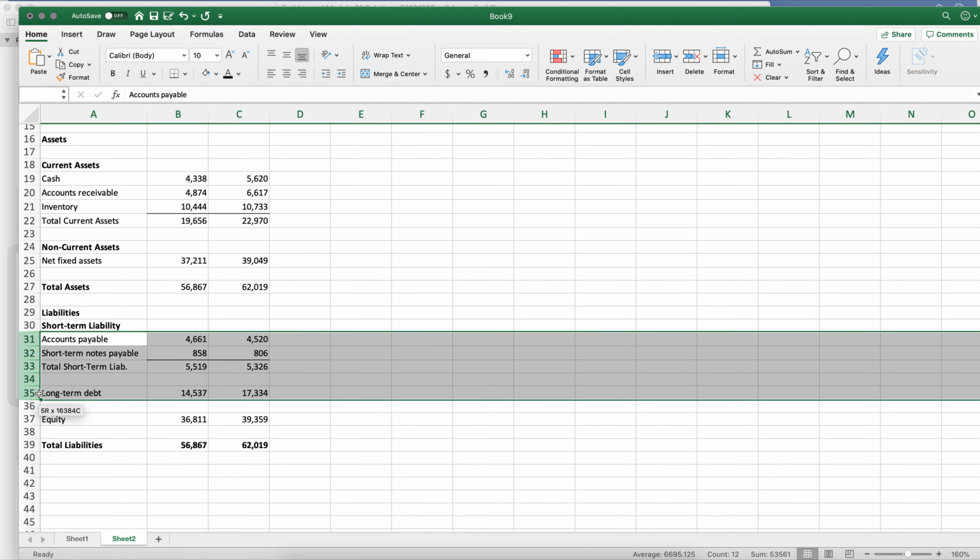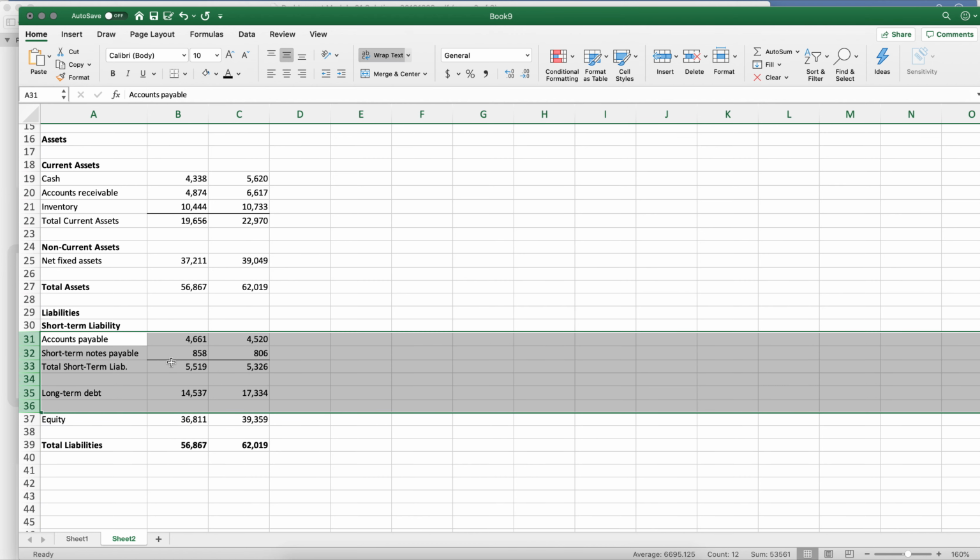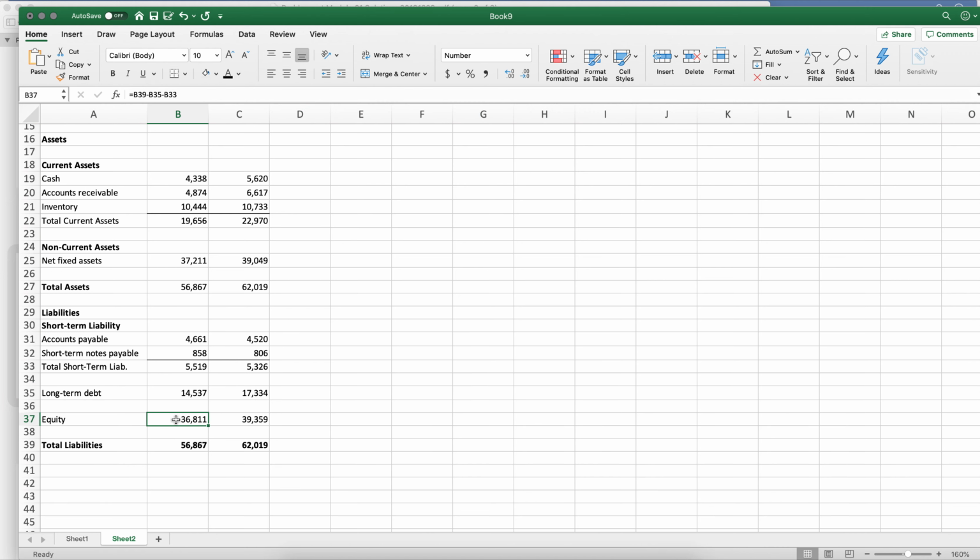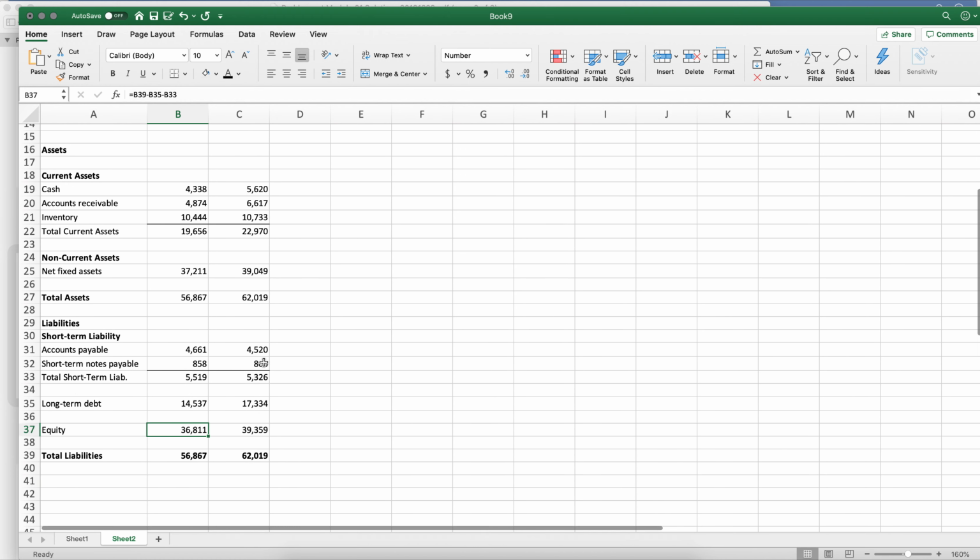These are all the assumptions that he gave us. So we have short-term liabilities from accounts payable and short-term notes payable. We have long-term debt, and then we need some equity number that makes assets equal liabilities, which is something that you should have learned in your accounting class. To do that, we know total assets is 56,000. We picked a number, 36,800, that made total liabilities add up to 56,867. We did the same thing in the next year. So that's the way that you solve this.